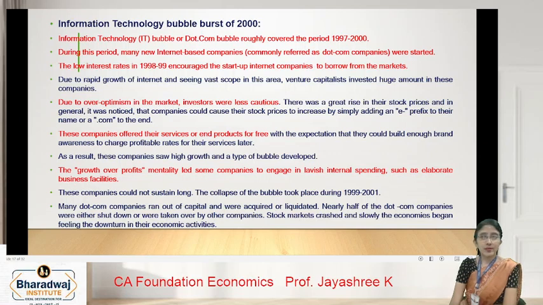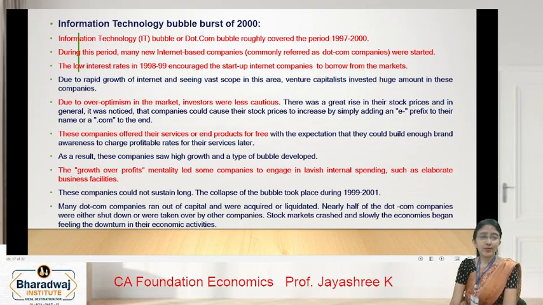Information technology bubble or .com bubble roughly covered the period 1997 to 2000. During this period, many new internet-based companies, commonly referred to as .com companies, started. Have you heard of it? It was like a big craze and also a funfair. Everything with the .com was appreciated.